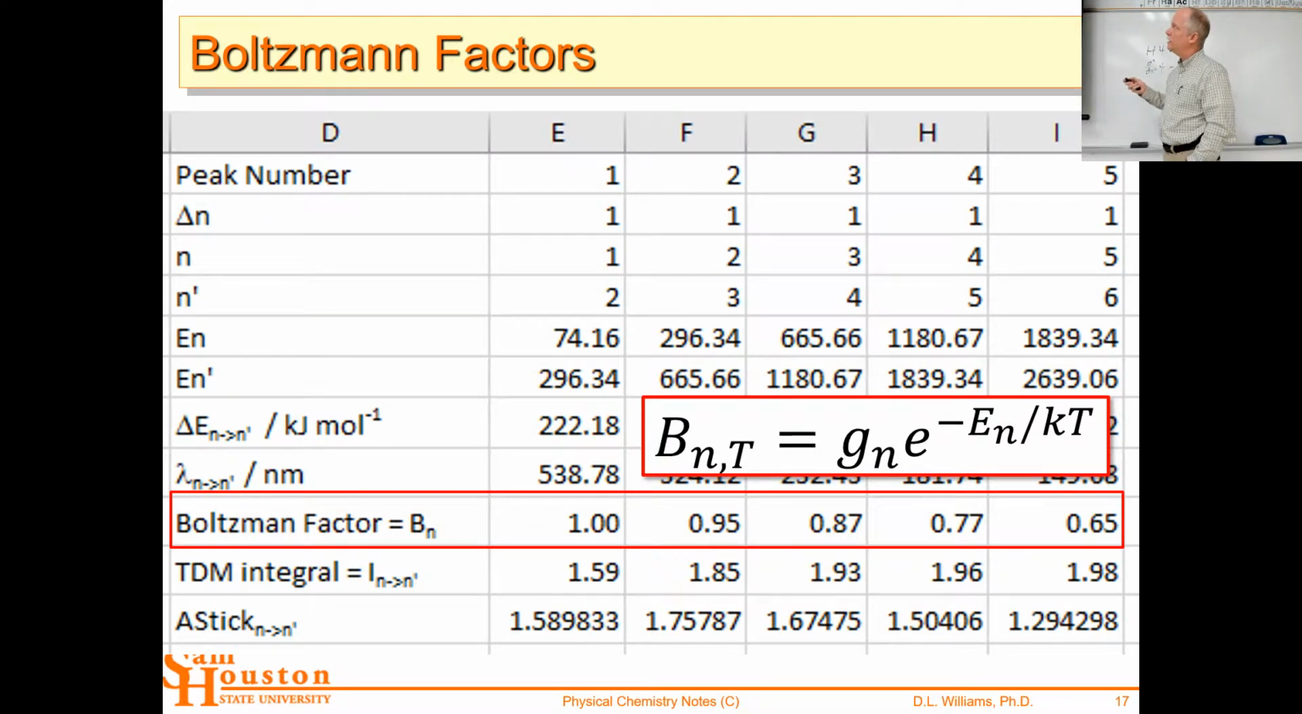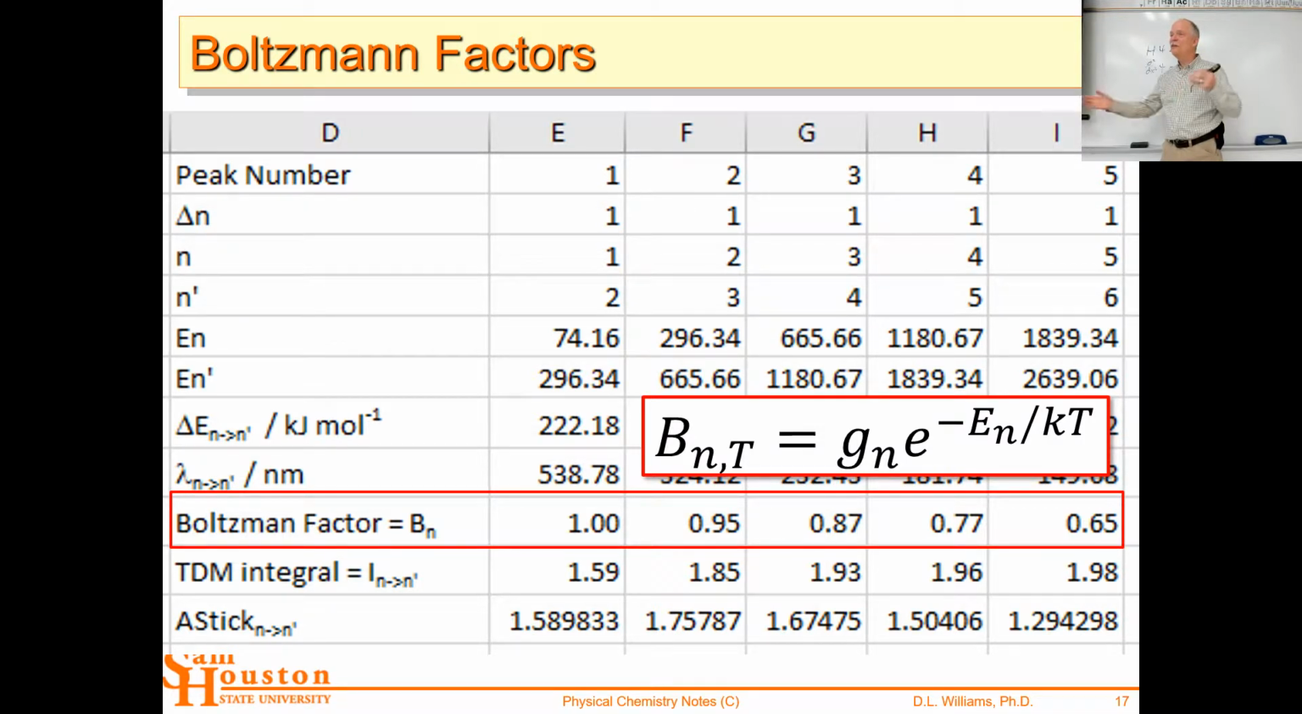E_n is the energy equation for the particle in a box. Here's kT. So this is the only place temperature comes into play. Notice we've never really talked about temperature in our particle in a box, because temperature is not in the wave function. Temperature is not in the Schrodinger equation. Temperature is not in the transition dipole moment integral. So that's a great exam question. Tell me what depends upon temperature.